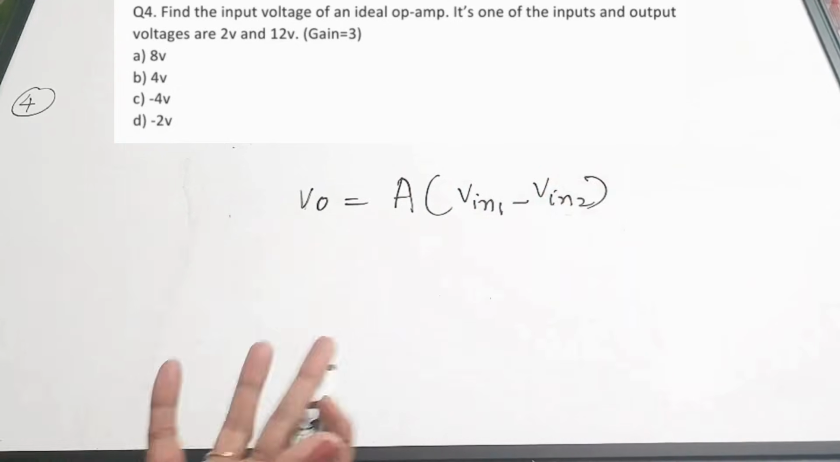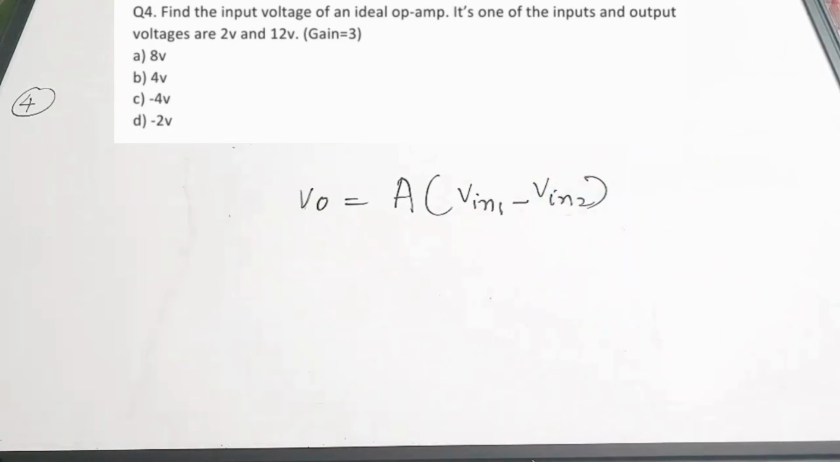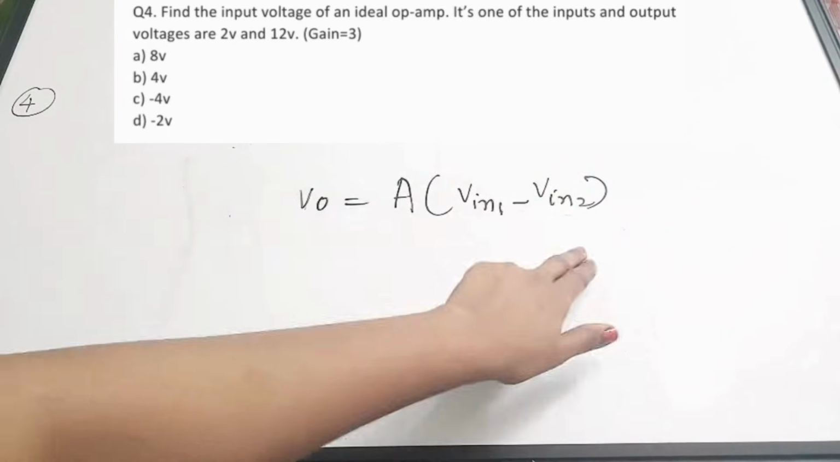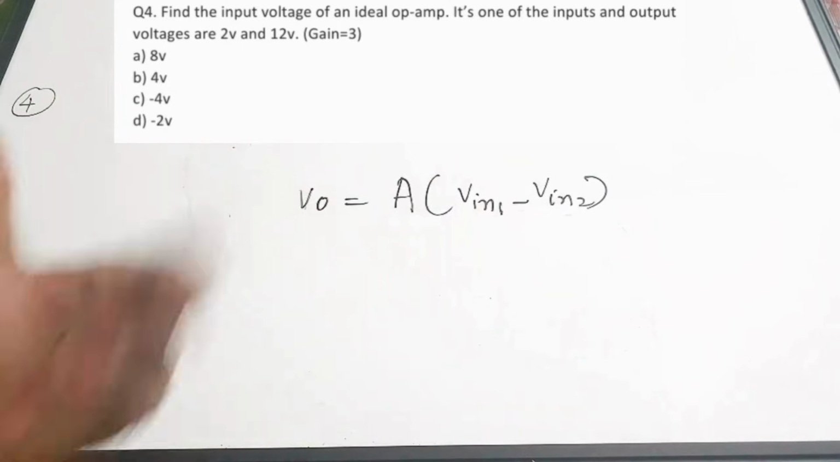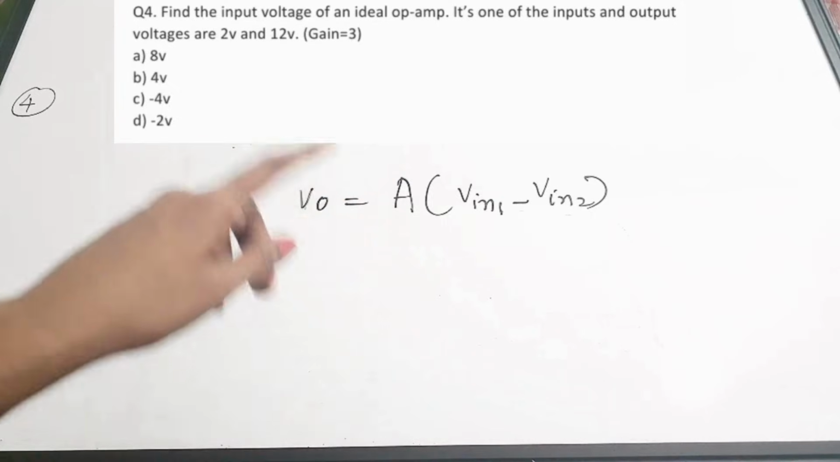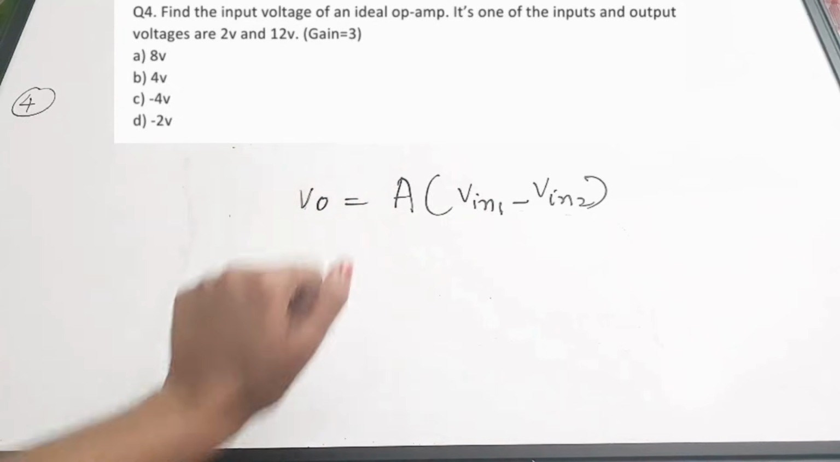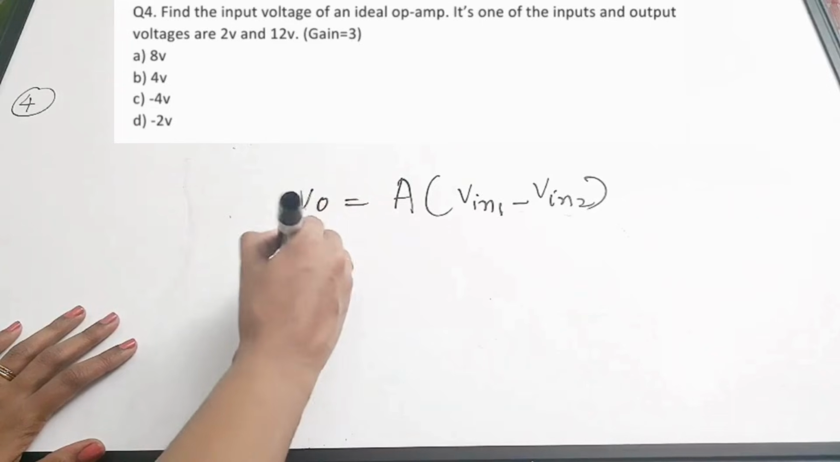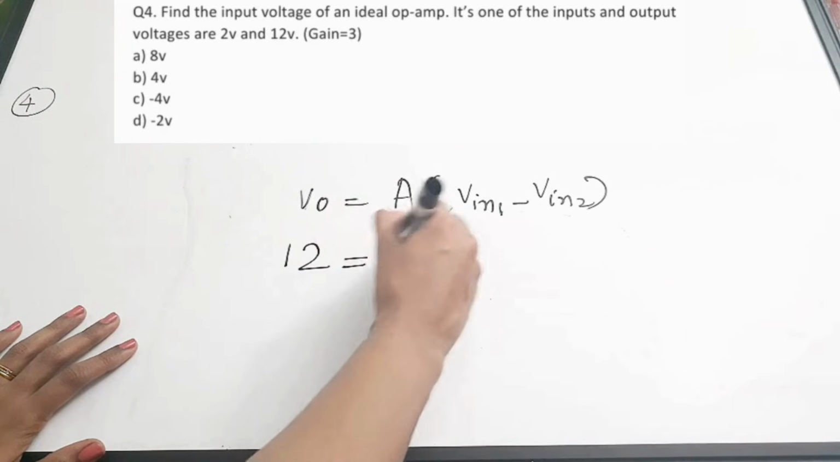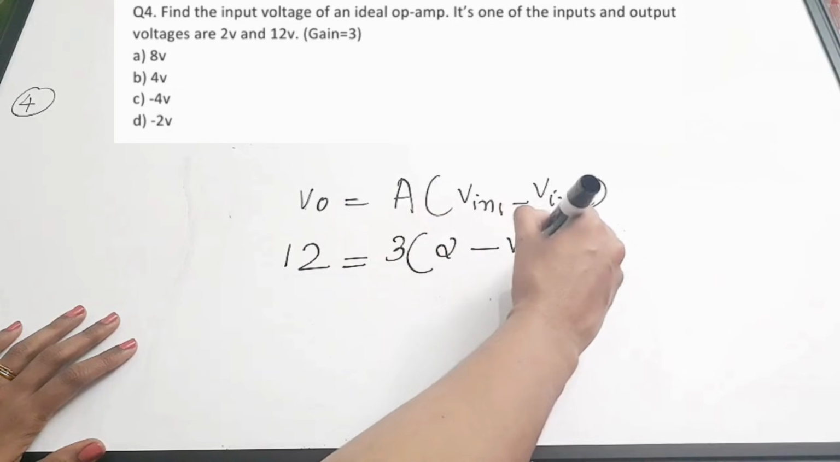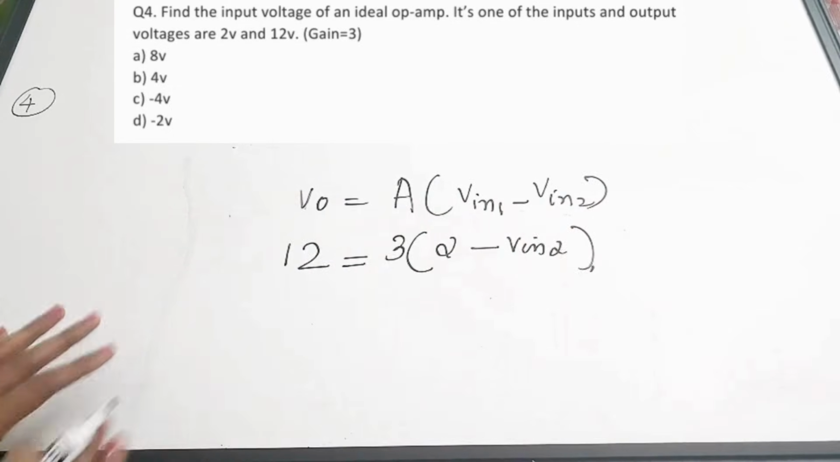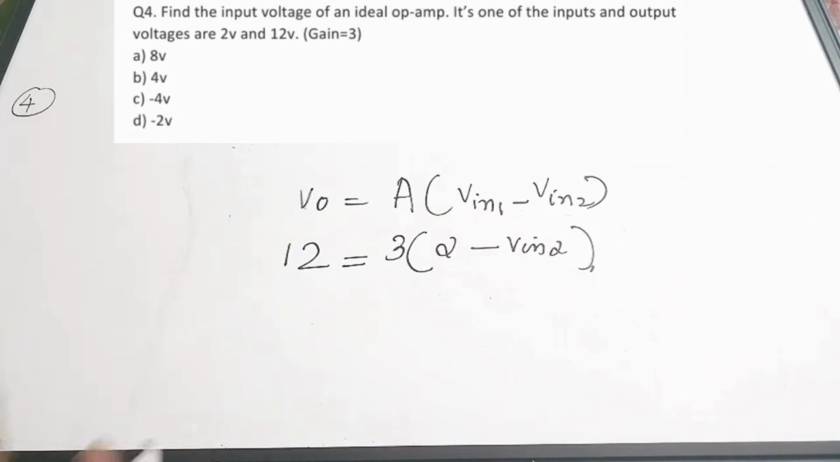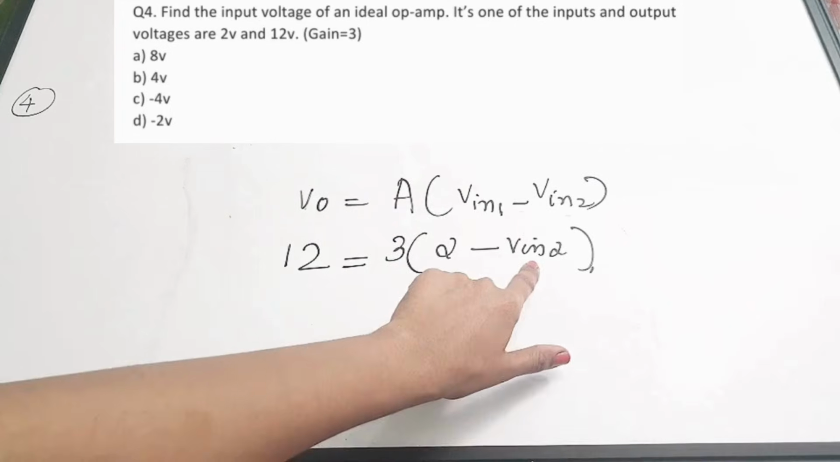So these are the two inputs. It is not given whether one input is to the positive terminal and one to the negative. It is just given that one of the inputs is 2. The other input we need to find. Also, we have been given the output voltage and the gain. So you have to substitute in this equation: 12 is equal to 3 into (2 minus V in 2). There are two inputs here, of which one is given, and the output value and gain are also given. So you need to find the other input.